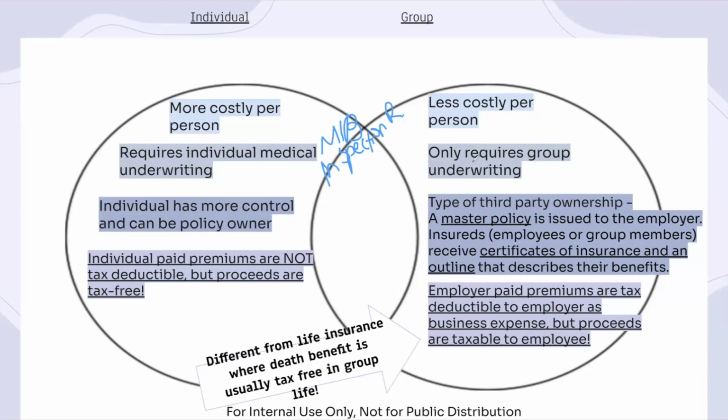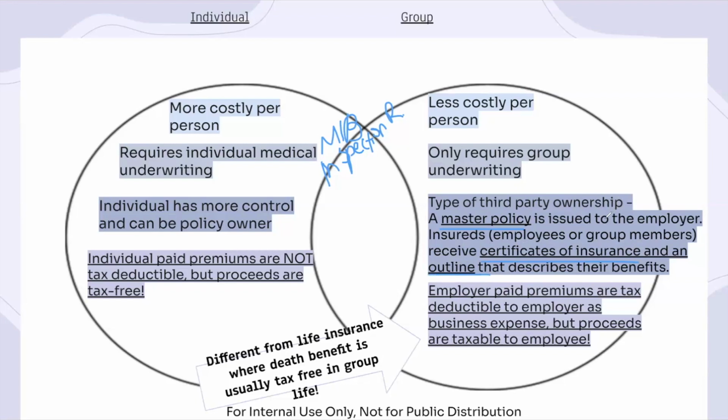And in individual policies, an individual has more control and can be the policy owner. Well, a group policy is a type of third-party ownership. And so the master policy is issued to the employer, and the insureds, the employees or group members, receive certificates of insurance and an outline that describes their benefits.